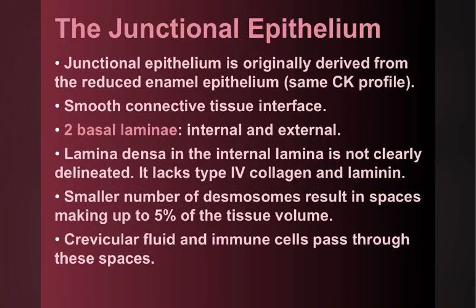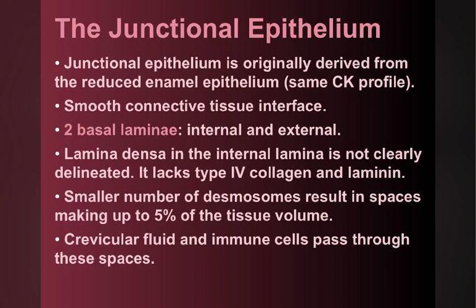Junctional epithelium is originally derived from the reduced enamel epithelium. That's why they have the same cytokeratin profile. We'll talk more about the reduced enamel epithelium when we talk about tooth development. But for the time being, what you have to know about the reduced enamel epithelium is that it is the epithelium that protects the tooth before eruption. It covers the crown of the tooth before the tooth erupts.